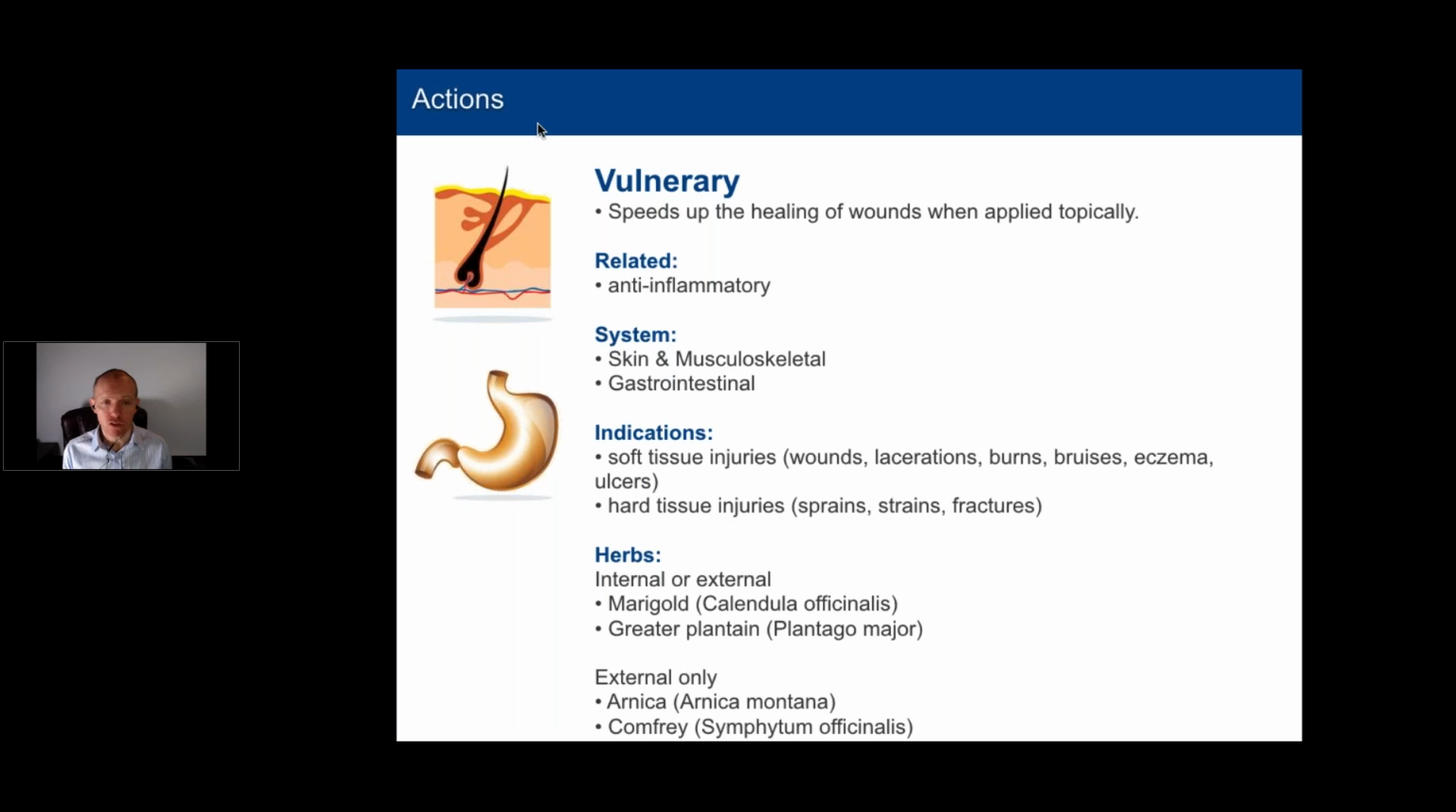So the main indications for soft tissues are wounds, cuts, burns, bruises, eczema, ulcers, or for hard tissue injuries, so sprains, where you've torn a tendon or a ligament, for sprains and strains, or if you broke a bone and you want to heal it faster, then for various fractures of bones, and you could use vulneraries for that as well.